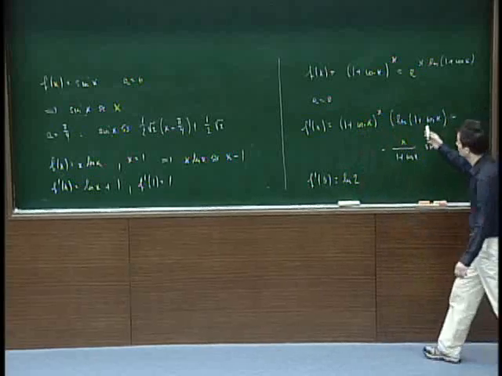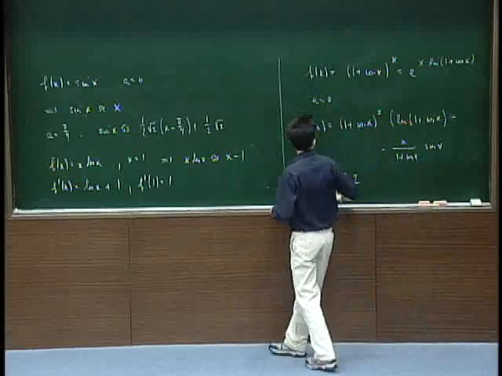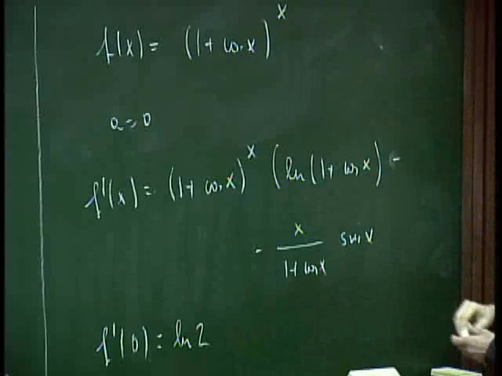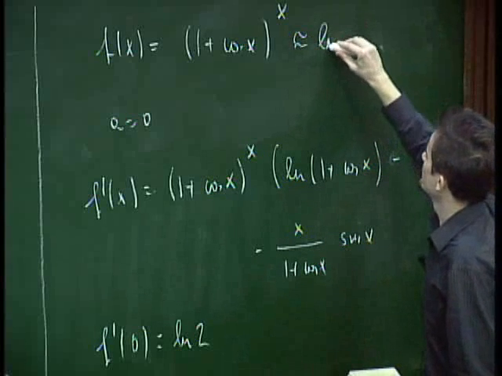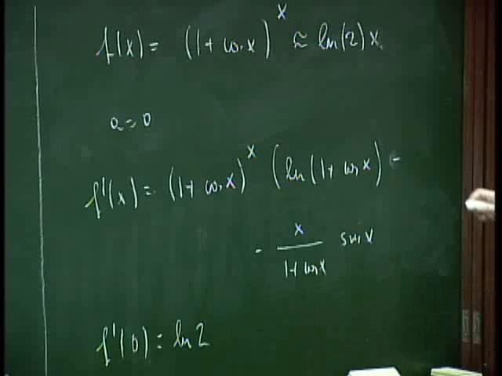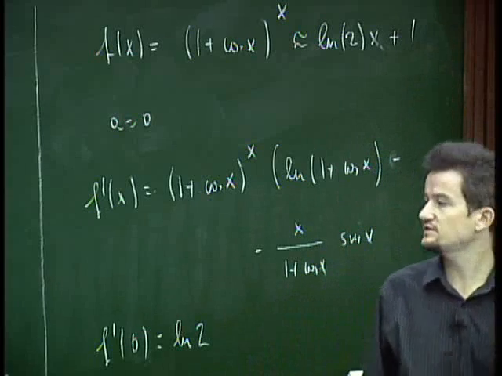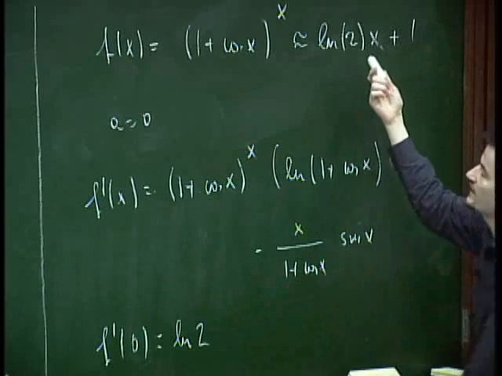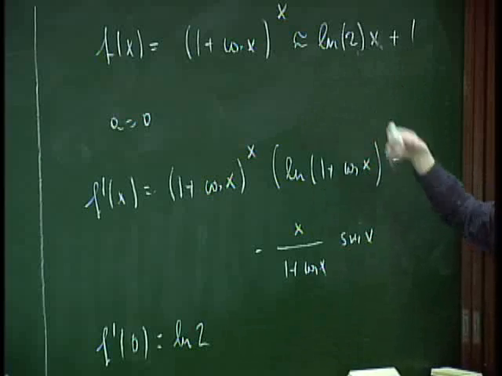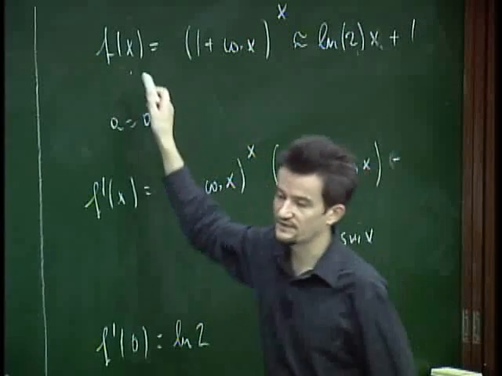Okay, so you can approximate this complicated function by ln of 2 times x plus the function value, which is 1. And you might object, maybe we do not know ln of 2. But you can first get an approximation for this, and then for x close to 0, you can use this expression in order to approximate this function.